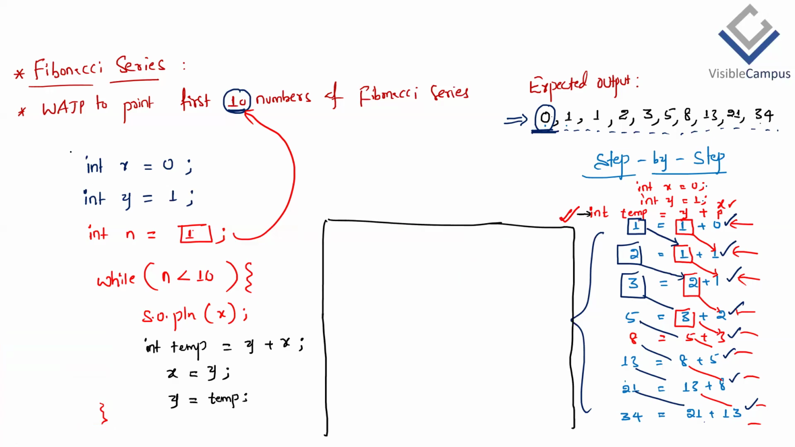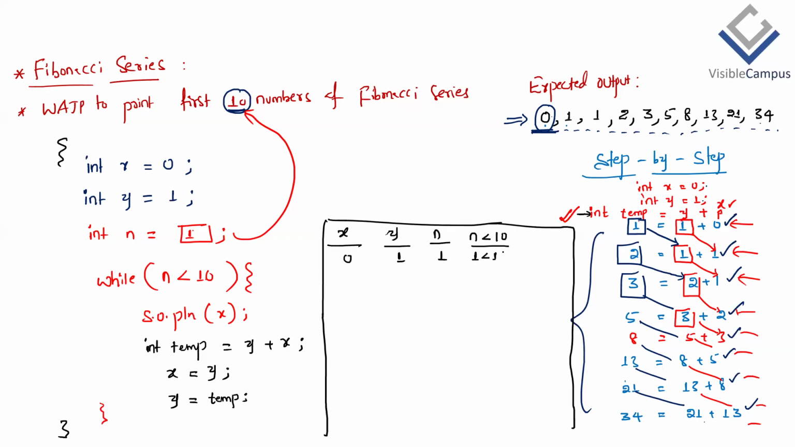To start with, first JVM comes to this line. Assume this is inside a method. When JVM comes to the first line, x is the first variable whose value is 0. Then JVM comes to the next line, y is 1. Then JVM comes to the next variable, n, whose value is 1. The next JVM comes to the condition check, n less than 10. Correct or not? Then JVM checks true or false, 1 less than 10.